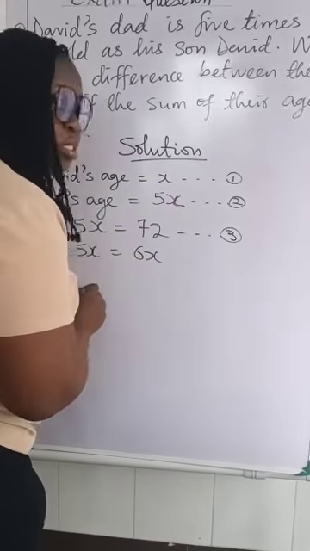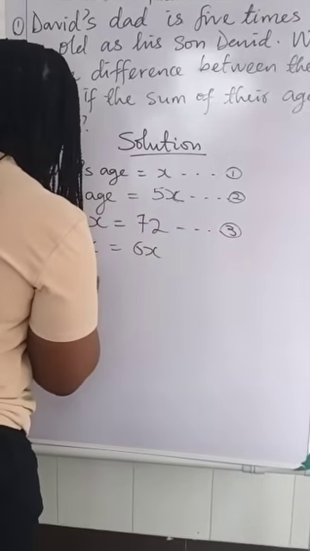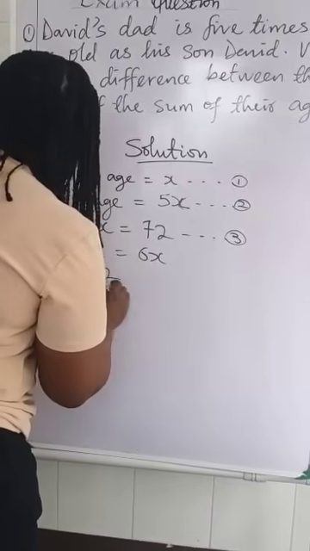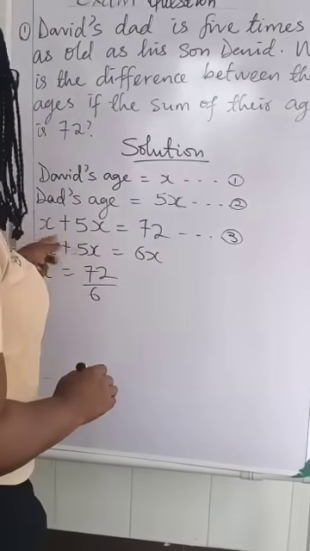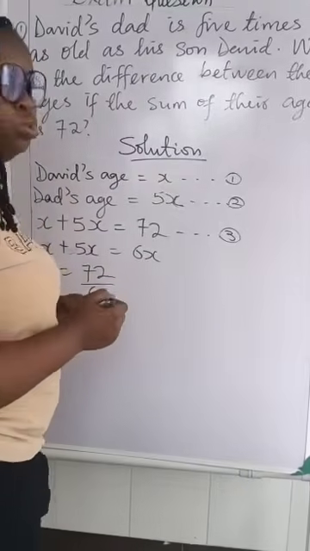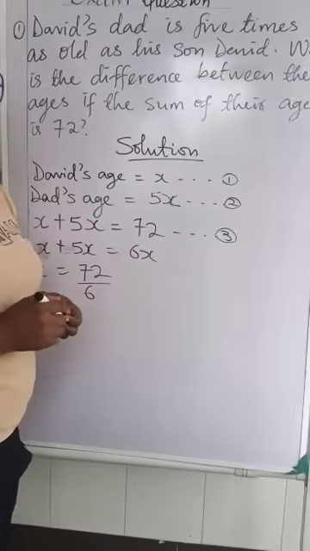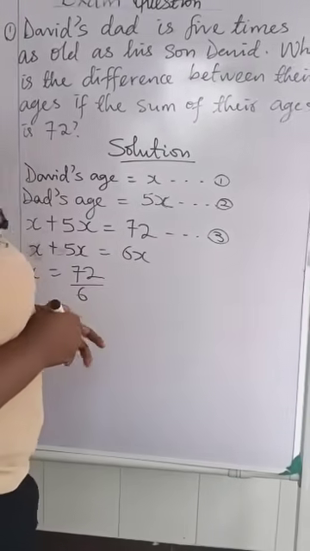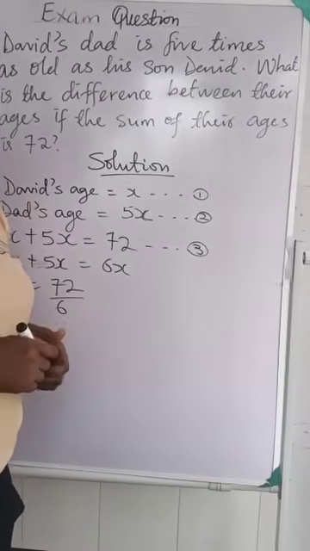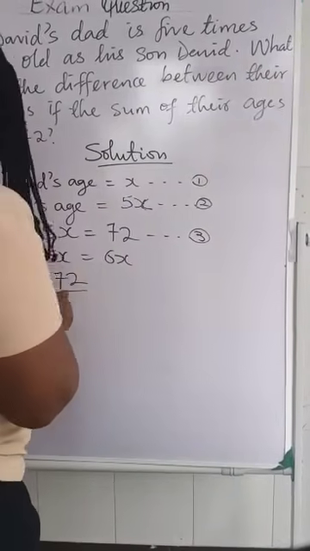6x, right? 6x, we are now going to have x will be 72 divided by 6, because here we have collected our like terms to be 6x, which is 72. X will give us what? 72 divided by 6. And x, who is x? The son's age, right? So that is what we are looking for. Remember, we replace the son's age with x.